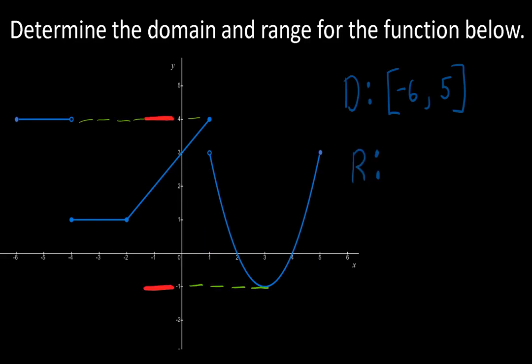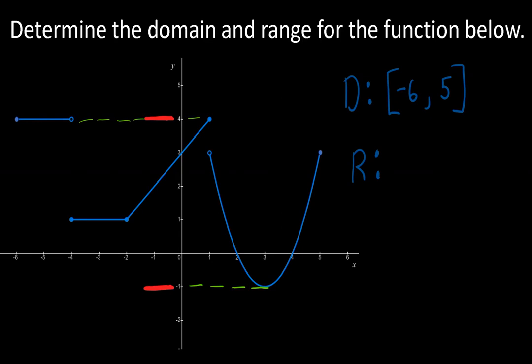Now let's talk about the range. Upon initial inspection, it looks like the lowest that my graph ever goes is a depth of -1, and it looks like the highest height that's touched by my graph is a height of +4. So that leads me to think that my range might be from -1 to +4. But it's my job to make sure that my graph touches every height between -1 and +4 before I can say definitively that that is my range.